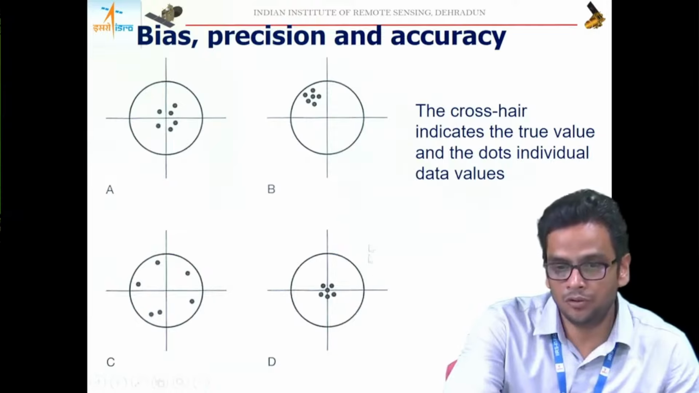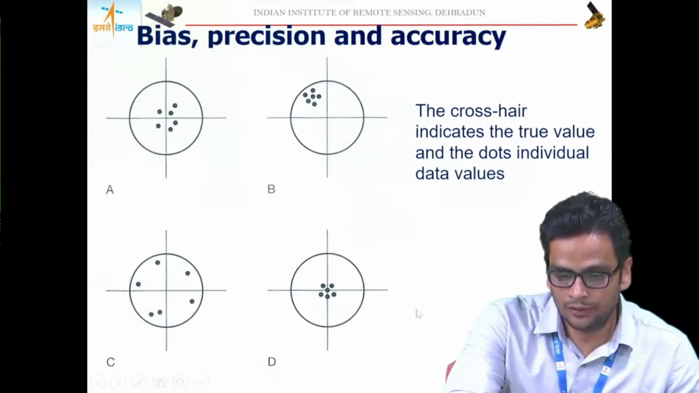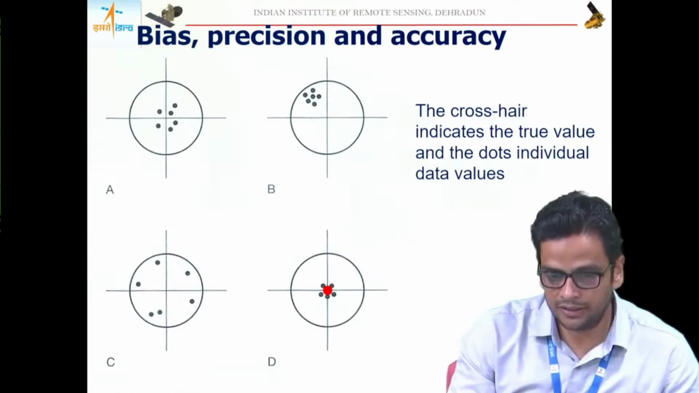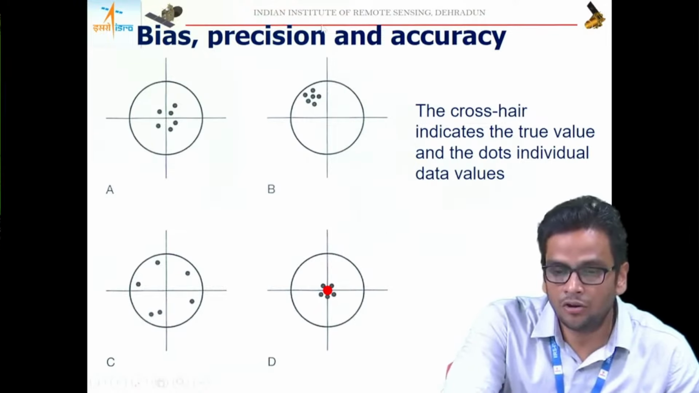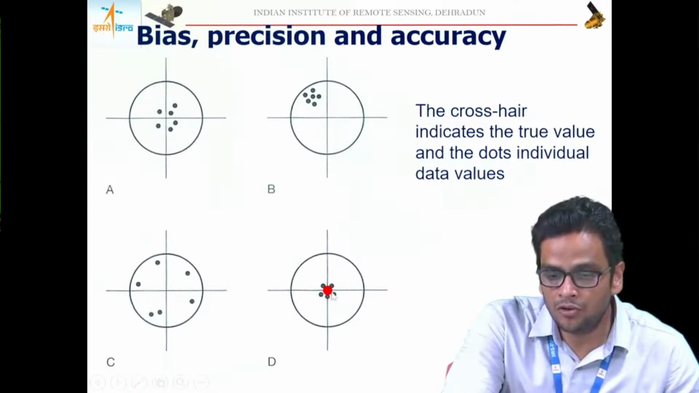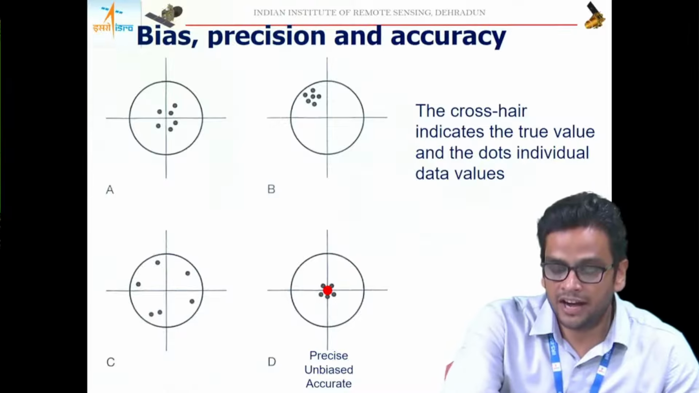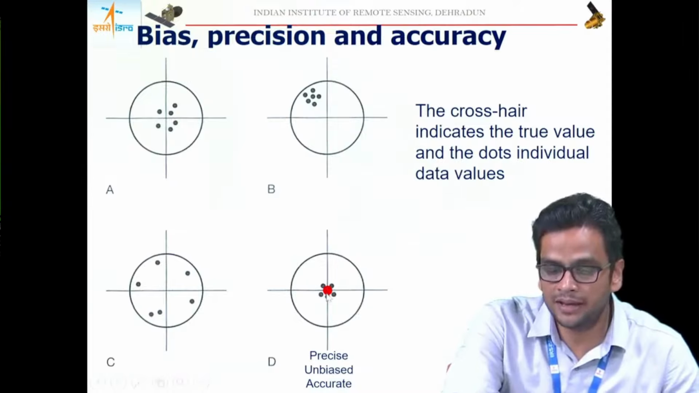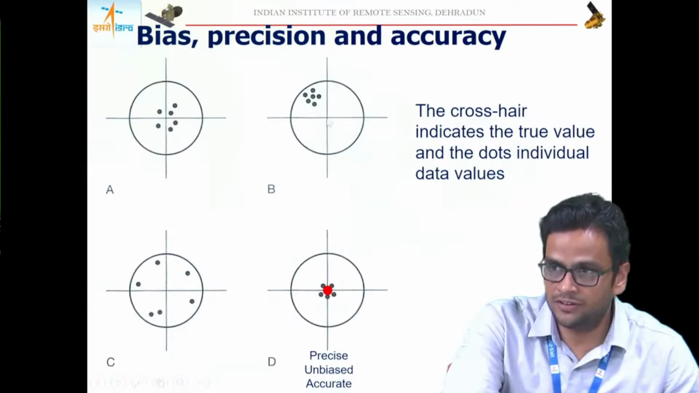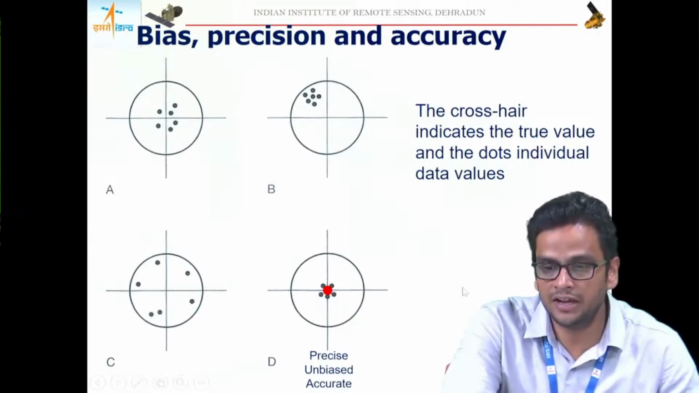Here you can see four images. Let us talk about the red point. The red cross section you are seeing in this picture is the true value. The red value is the mean value of all the data points. Now the red value is coming exactly on this cross, where the cross indicates the true value. And the black dots are the individual data values.